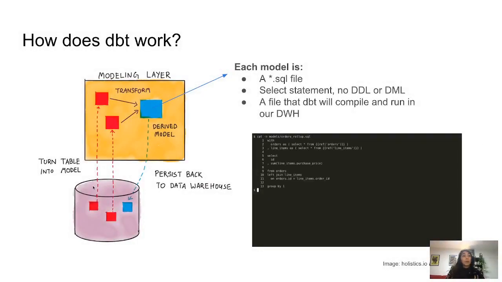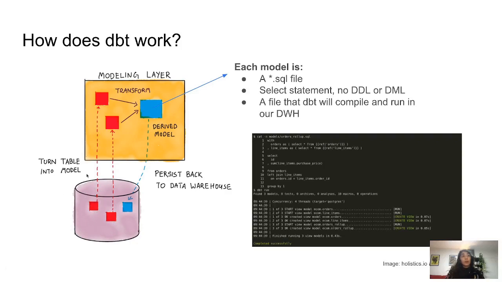So how does it work? Imagine this is our data warehouse, and this is our raw data. We are adding this modeling layer where we're going to be transforming the data. And this model with the transformed data is being persisted back to the data warehouse. How is that happening? We're going to be writing SQL files. Those are going to be our DBT models.